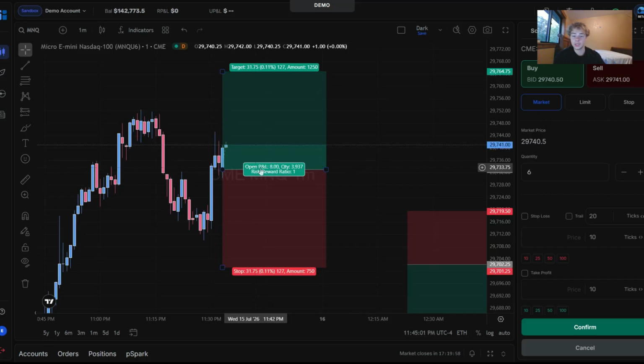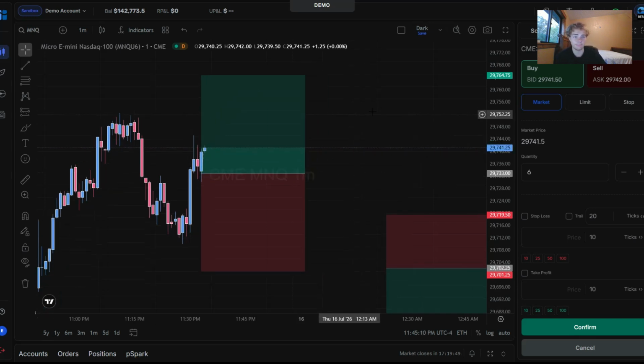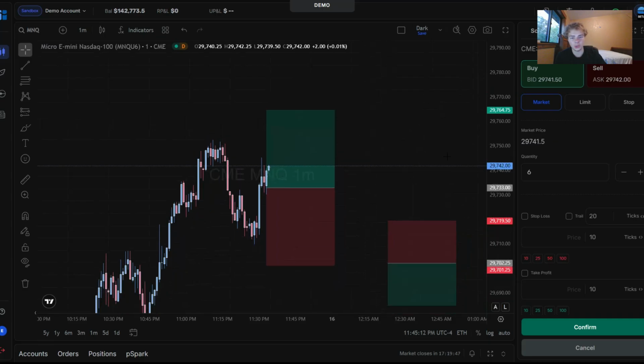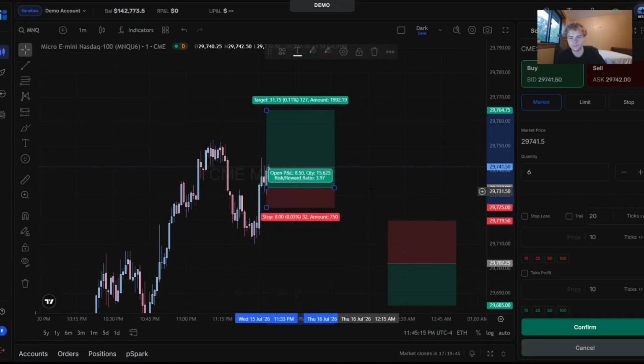And it'll show you the ratio right here. It says risk to reward ratio is 1. Risk to reward is an important concept to learn about, but these boxes will help visualize and also just tell you what your RR is.